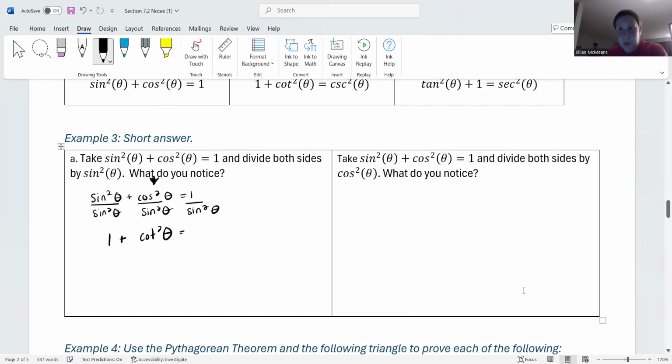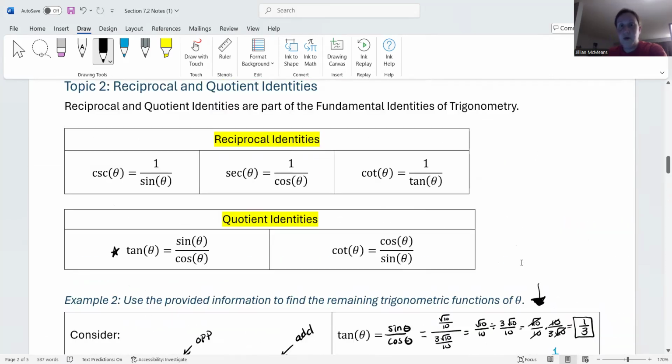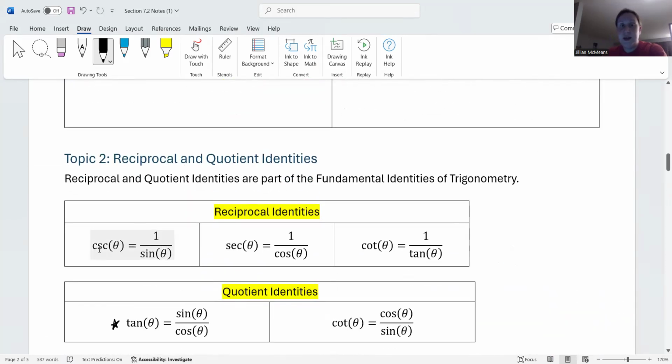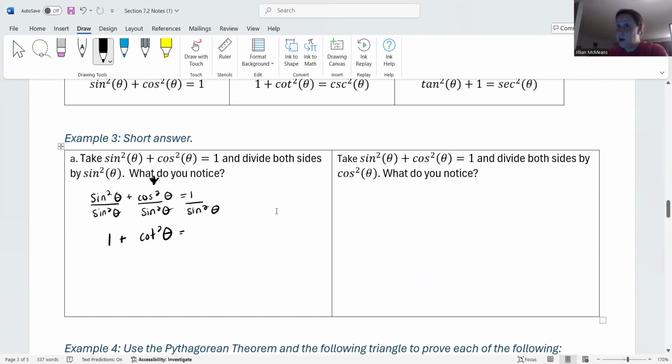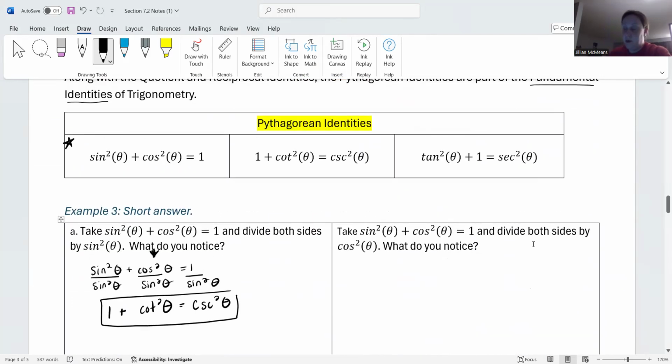Now, we also had the reciprocal identities. The reciprocal identities told us that cosecant is equal to 1 over sine. So let's go back down here. Notice we have this relationship. We have 1 over sine squared. Well, that's going to show some kind of reciprocal relationship with cosecant. So this ends up being cosecant squared theta. And if we look at this right here, it's exactly what we have right here. So if you take the first Pythagorean identity and divide all parts by sine squared theta, you get the second Pythagorean identity.